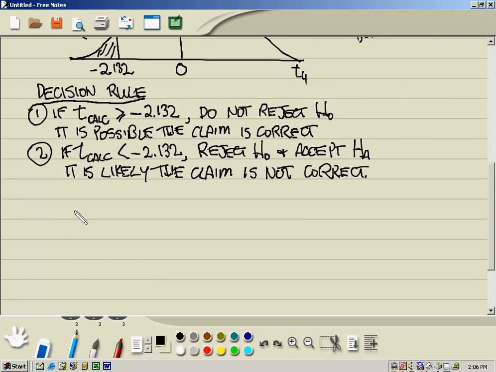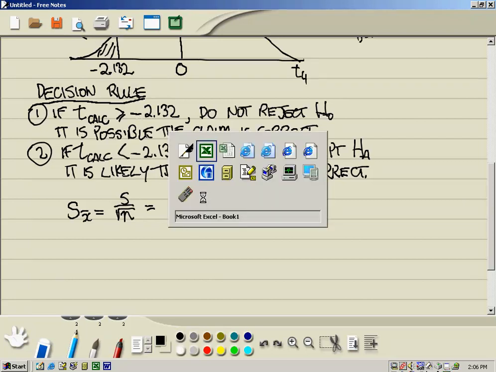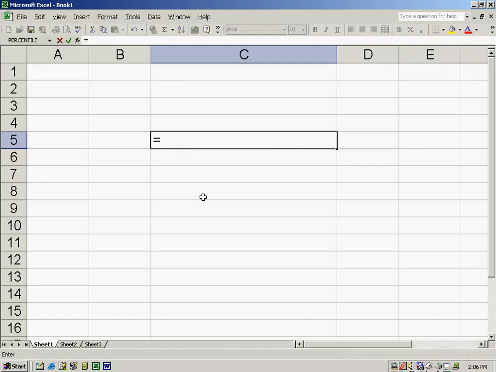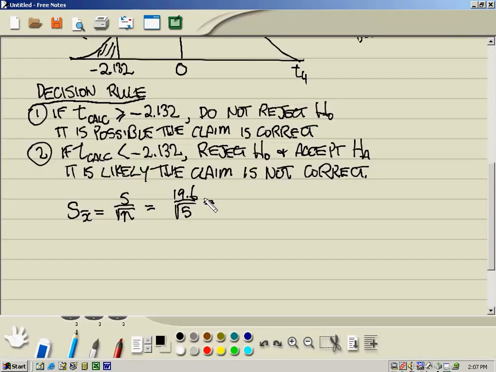Now do our calculations. Calculations normally start with the standard deviation. In this problem, S of x bar is S divided by the square root of the sample size n. S is 19.6 divided by the square root of 5. Let's go to Excel and work that out. So this is equal to 19.6 divided by the square root of 5, and to 4 places that's 8.765.